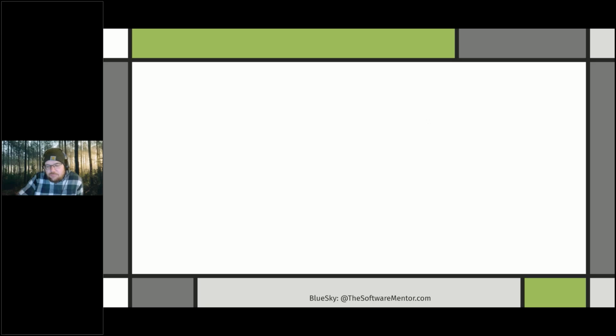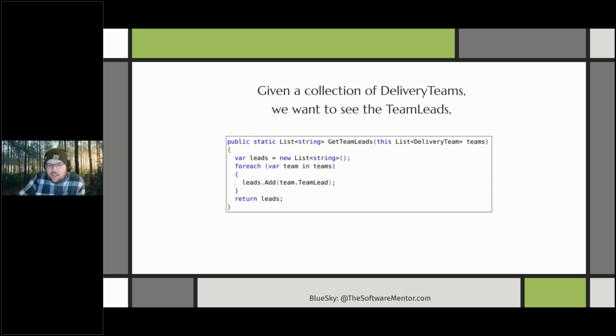But now, as is our profession, we get another requirement where we said, all right, cool, I got all the team names, but now we want to see all the team leads. We go, all right, cool. So we write that extension method. Get team leads, iterate through the teams, adding the leads to the array, and returning that. I say array, but it's a list. So far, so good.